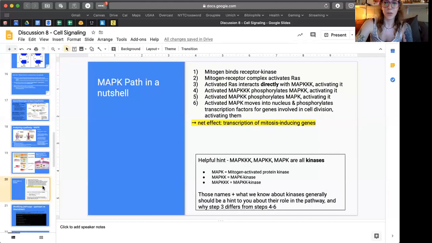All right, so now here you can just see I summarized this whole pathway into a quick little blurb. And if you are ever confused about what's happening here, a good thing to do is remember what these proteins stand for. So if I told you MAPK stands for mitogen activated protein kinase, and then MAPK kinase and MAPK kinase kinase for all these proteins, that should tell you what their role is in the pathway itself.